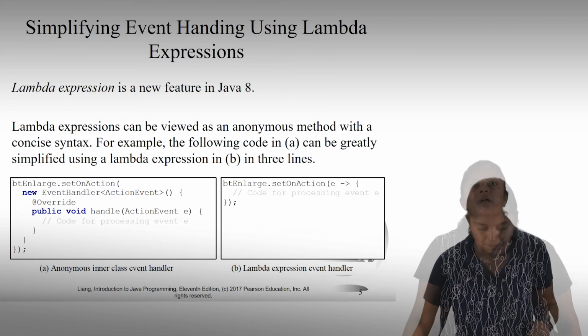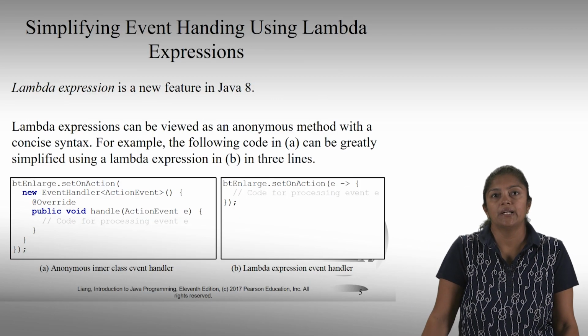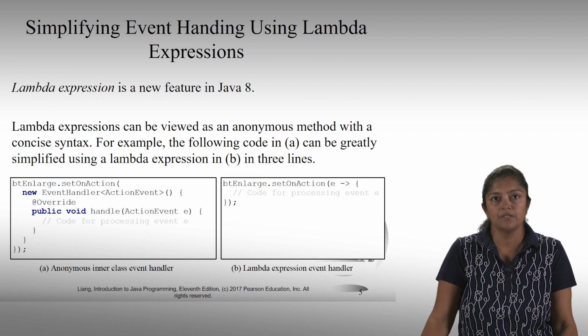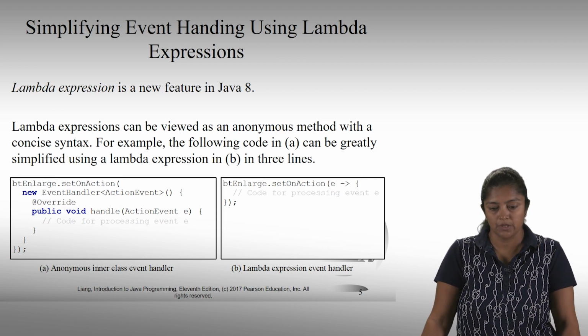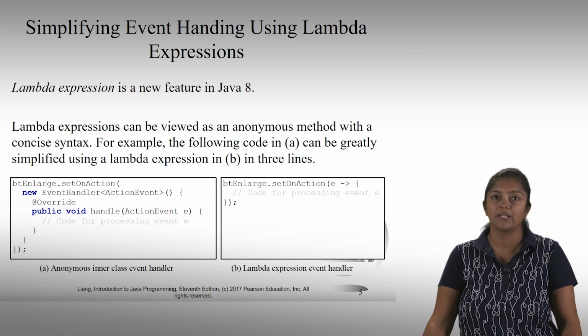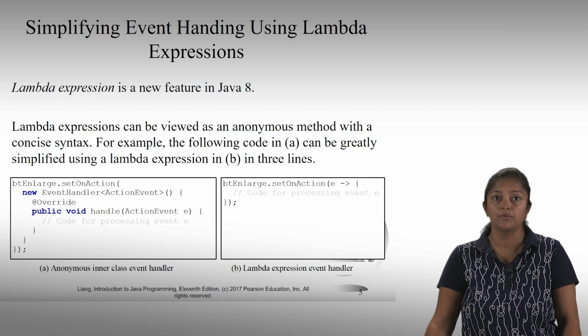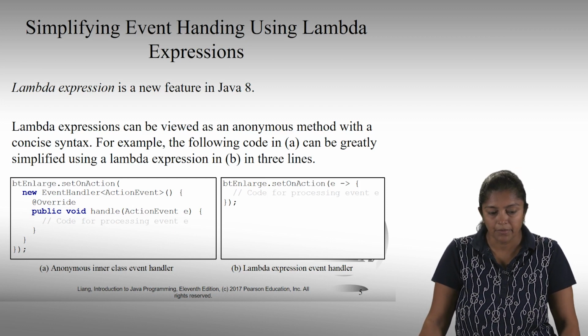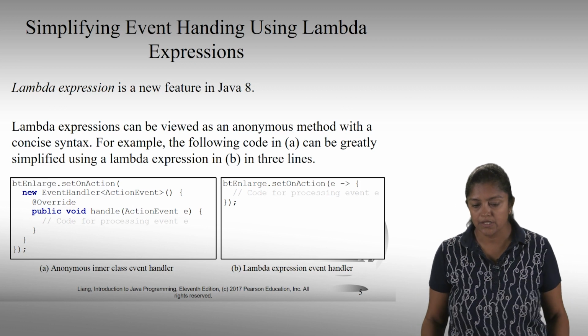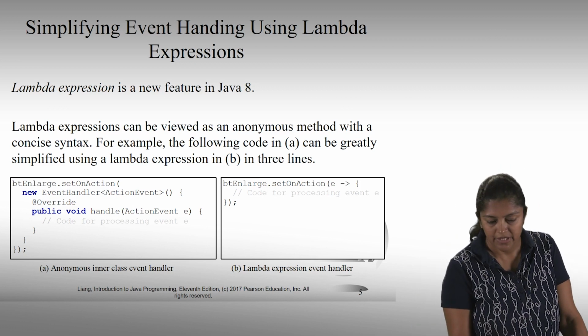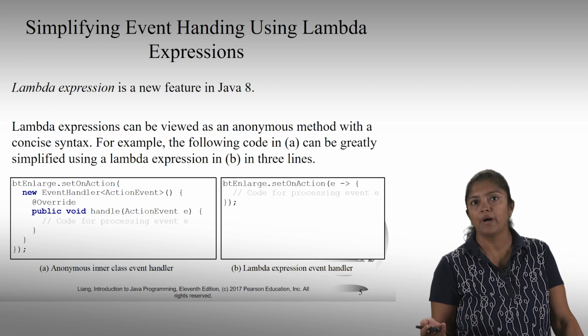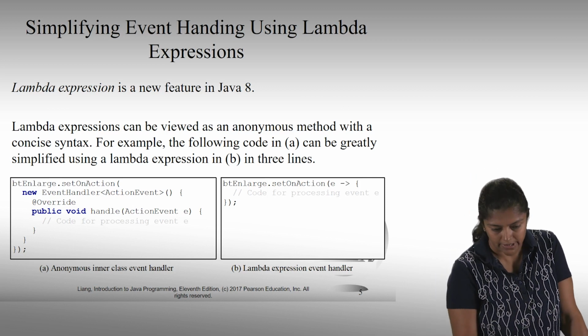So next we'll look at how event handling can be done using lambda expressions. Lambda expressions is a new feature that was introduced in Java 8 to provide concise syntax, and it's heavily used with event-driven programming. So basically the idea is to further shorten the expression and allow the compiler to figure out some of the things.